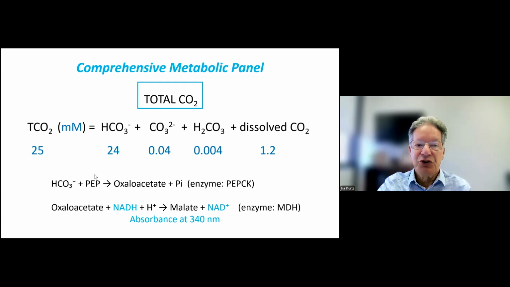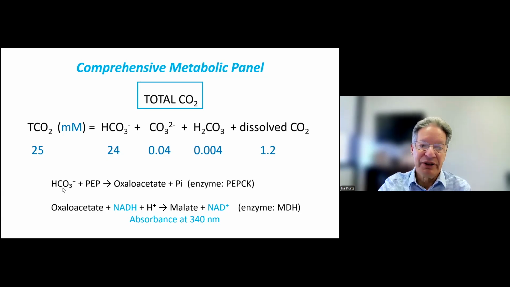And the total CO2 is measured by the clinical lab via two enzymatic reactions. Bicarbonate with phosphoenol pyruvate is converted, in the presence of phosphoenol pyruvate carboxykinase, into oxaloacetate. And then they have a second reaction in the machine, which takes the oxaloacetate and combines it with NADH to make malate with this enzyme, malate dehydrogenase. And the machine measures the optical absorbance at 340 nanometers.